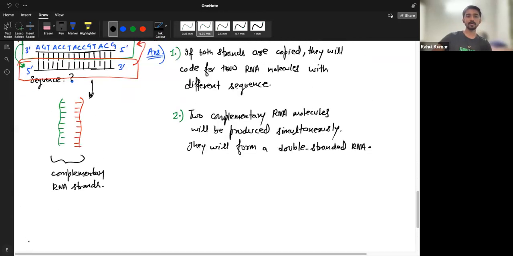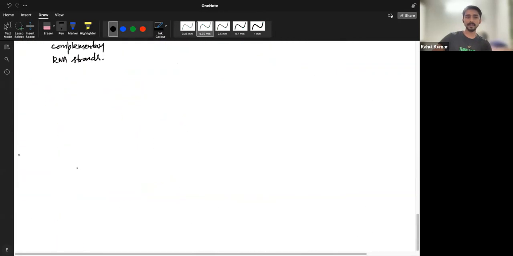So let's move forward. Since you know this cannot happen, and we know that only one strand is read, let's learn more about the process and this strand. I'm going to teach you about the transcription unit. Just like we had the replication unit, the machinery, we're going to study the transcription unit.